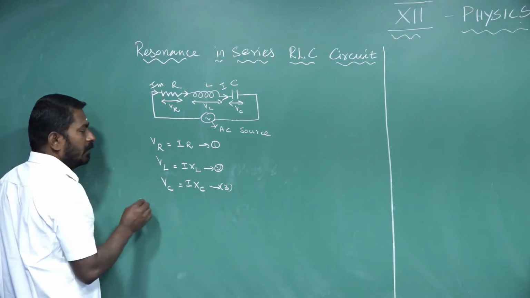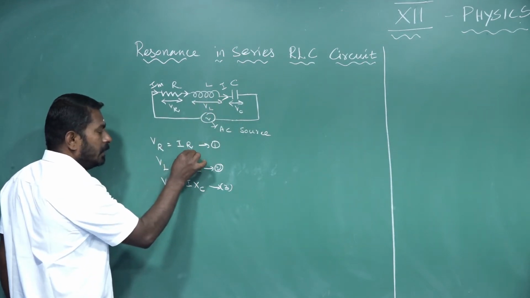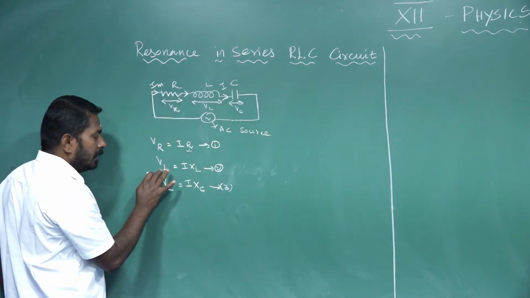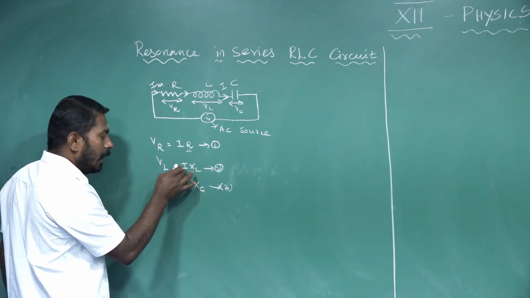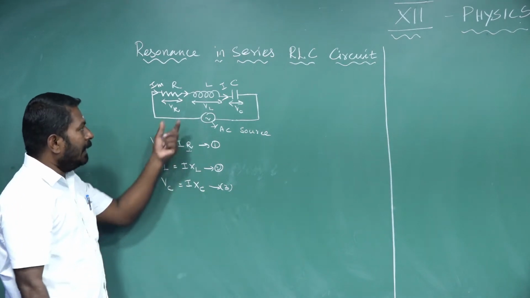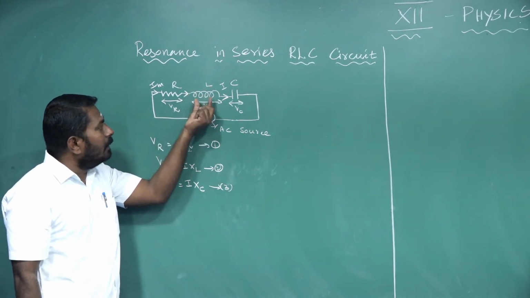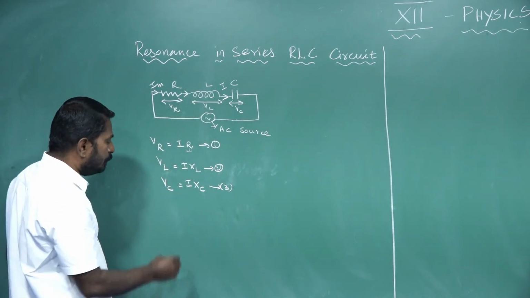Here, see the first equation. I is the current flowing through the series combination. R is the resistance of the resistor. The voltage drop across the inductor VL is equal to I into XL. Here XL is the inductive reactance. Inductive reactance is defined as the resistance offered by the inductor when alternating current flows through it.